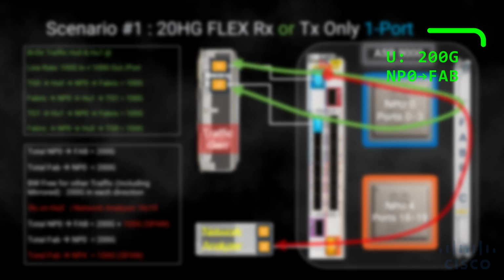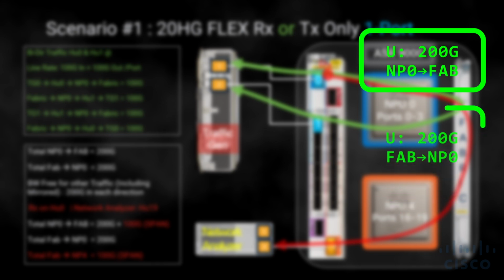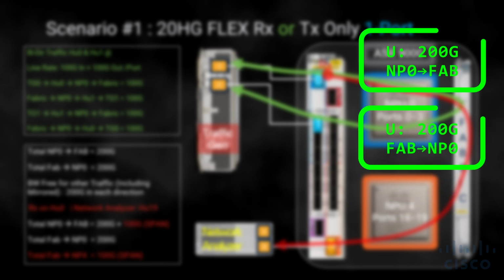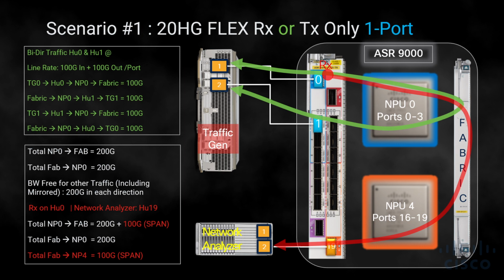How do you calculate how much traffic is going in and out of the fabric and the NPUs? 200 gig going from NPU to the fabric, because that's the user data. And that 200 is coming back to NPU 0 from the fabric. But because we're replicating what's coming in on port 0, that 100 gig of span traffic is also going to have to be sent on the fabric.